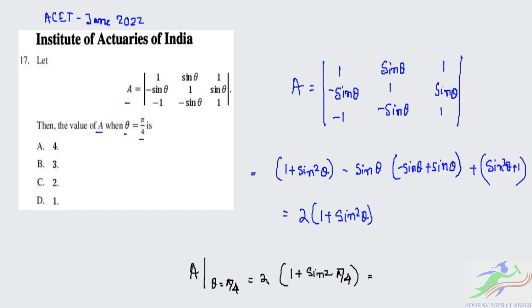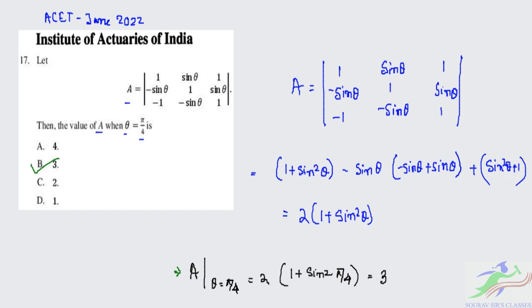The simple solution: it will be 2 of 1 plus sine square, and since sine pi by 4 is 1 by root 2, we will have 3. So the answer for this question number 17 is 3, and the correct option is option B. As you can see, this is quite a straightforward and very easy sum to solve. You just have to be careful in the calculation and find the value of A. We have got the value of A as 3.